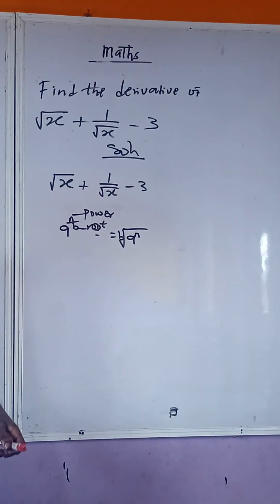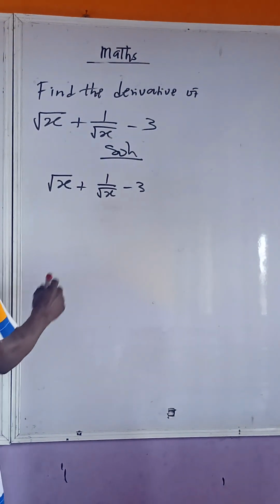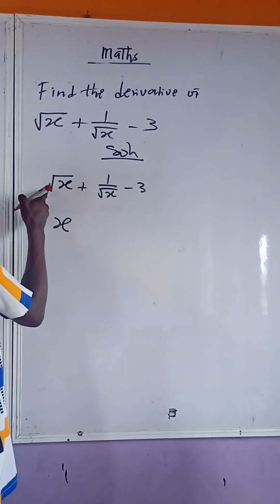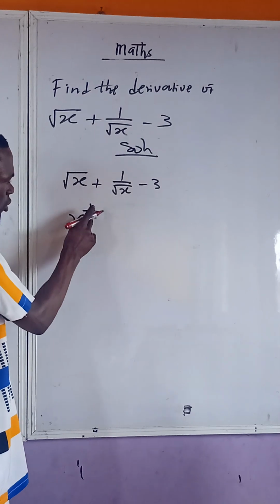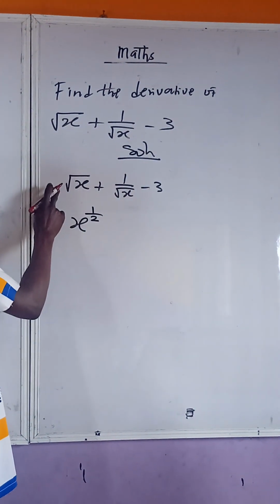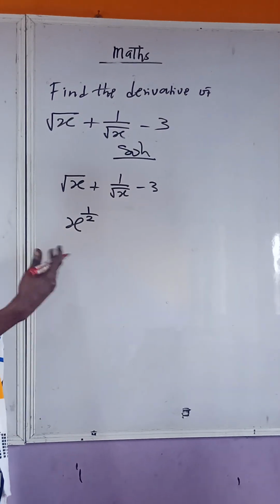So let's take it out now. I'm going to have x raised to the power of what? This square root means a fraction, that is 1 over 2. The 2 is the square root, while the 1 is the power of x. But because it is 1, there is no need to put 1 there.